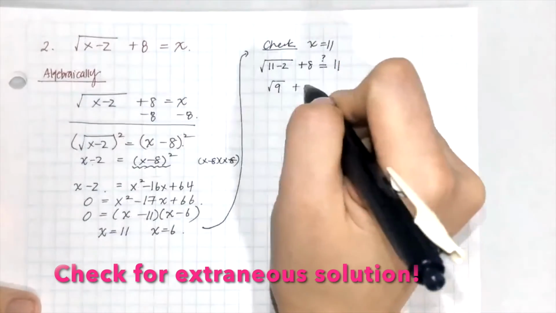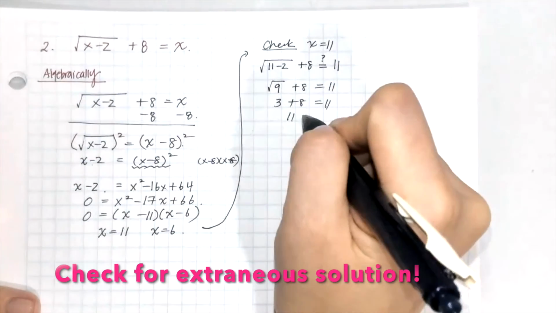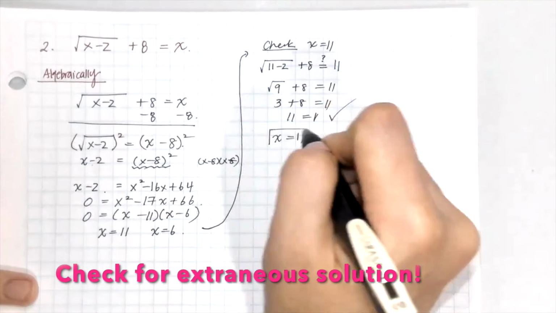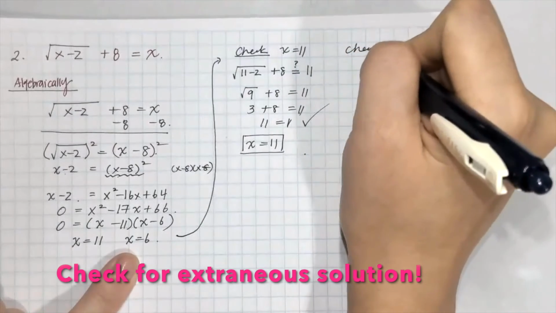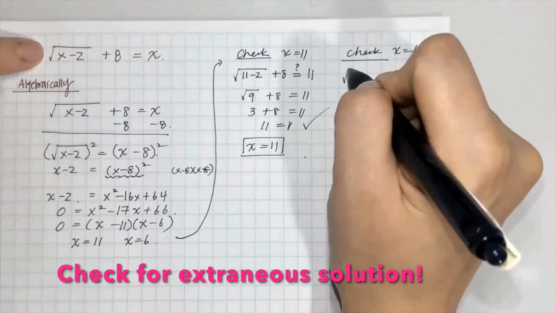Let's see. Square root of 9 is 3. And it looks like that is true. X equals 11 is a solution. Let's check 6. Check x equals 6. Plug it back in and see if it makes the equation true.